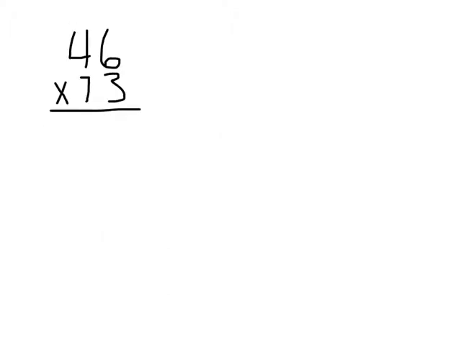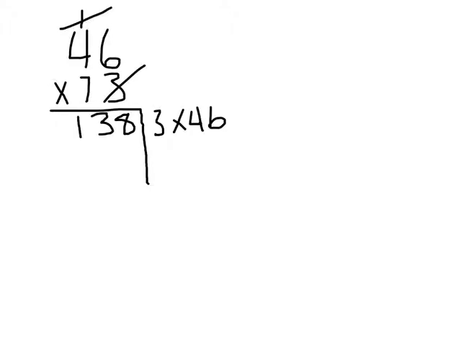Let's look at the next example. 46 times 73. What should I do first? Well, first I'm going to multiply 3 times 6, because my first partial product will be 3 times 46. What's 3 times 6? 3 times 6 is 18. Carry my 1. What's 3 times 4? It's 12, plus 1 more would be 13. Now I'm finished with my 3.